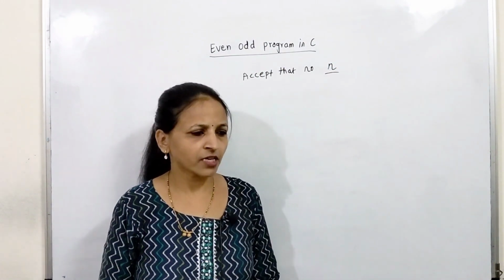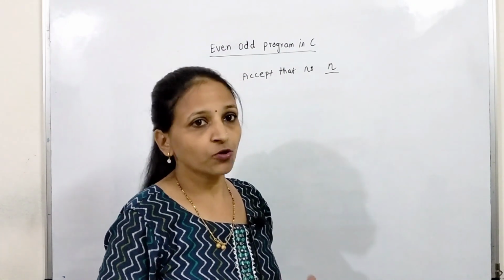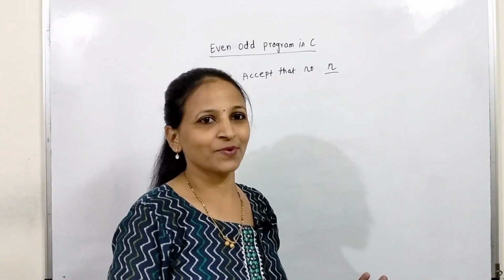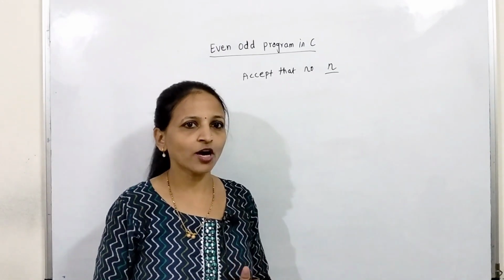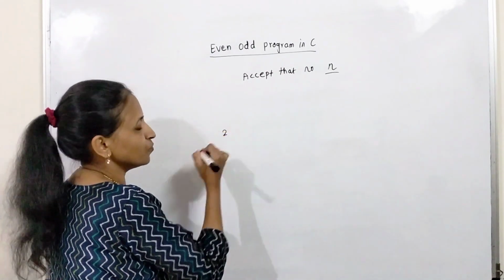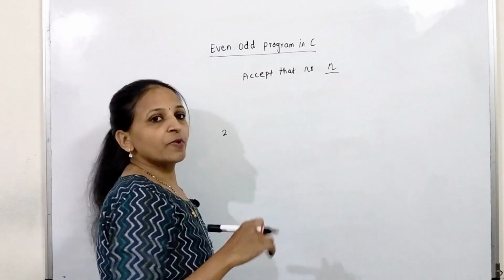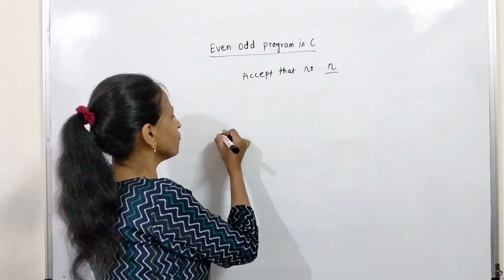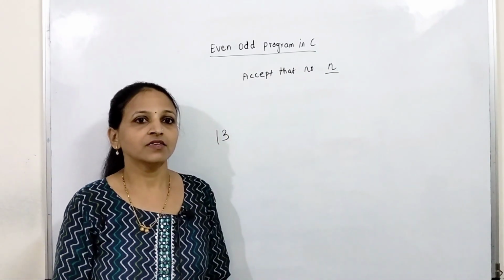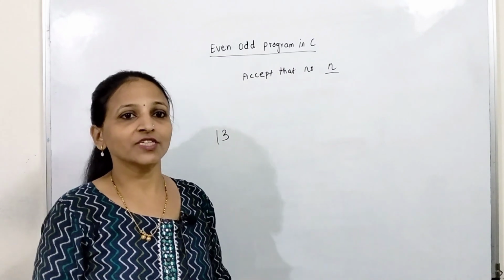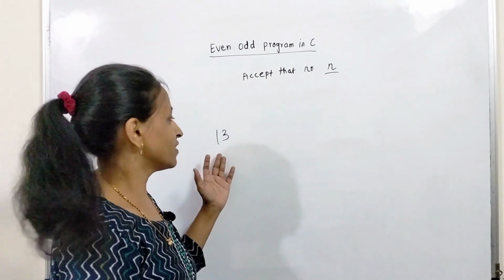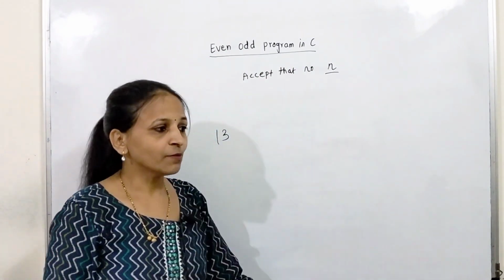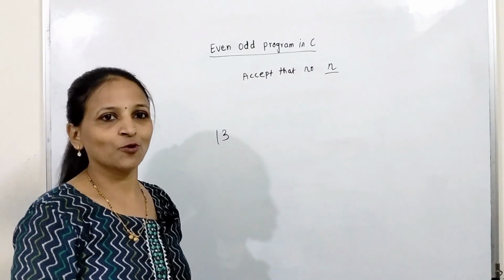Now, when we say that a given number is even or odd, we know that if a number is divisible by 2, then of course that number is always an even number, and if it is not, then it will be an odd number. For example, 2 is an even number, because if we divide 2 by 2, we get remainder 0, which means the number is even. If we take 13, then 13 modulus 2 is not equal to 0, it is 1, which means it is not divisible by 2. So we can say that this number is an odd number. The same logic we will apply in this program.